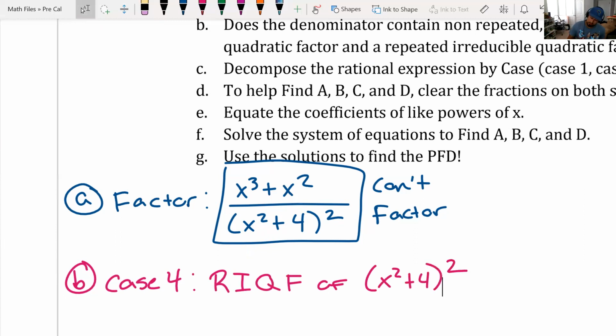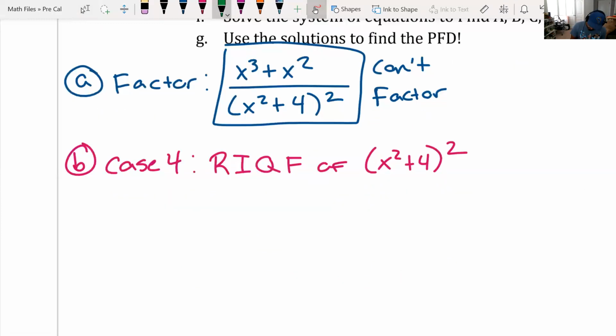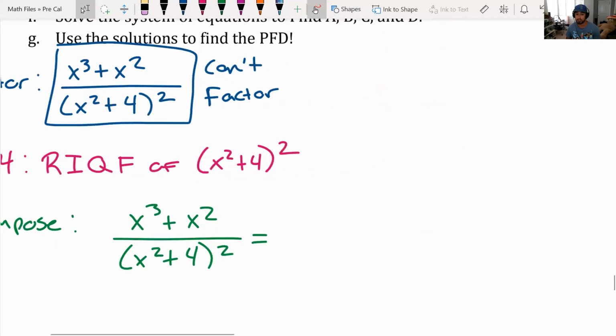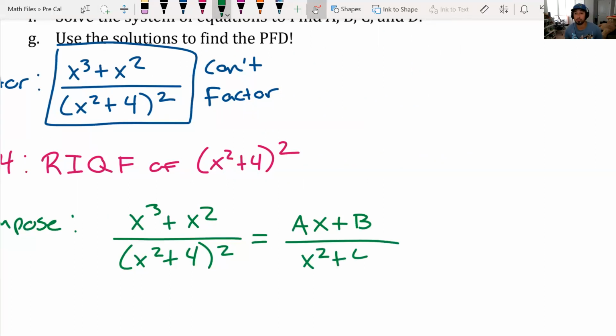Okay, which means C, decompose, you'll get x cubed plus x squared over x squared plus 4 squared equal to, and this is a case 4 breakdown. So the way this will start is ax plus b over the first term of the repeated factor plus cx plus d over the last term of the repeated factor.